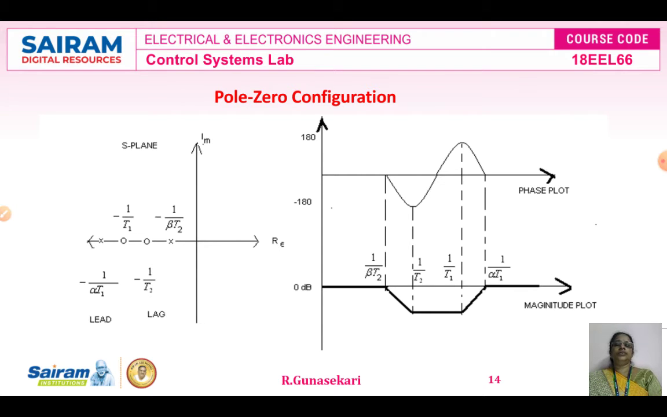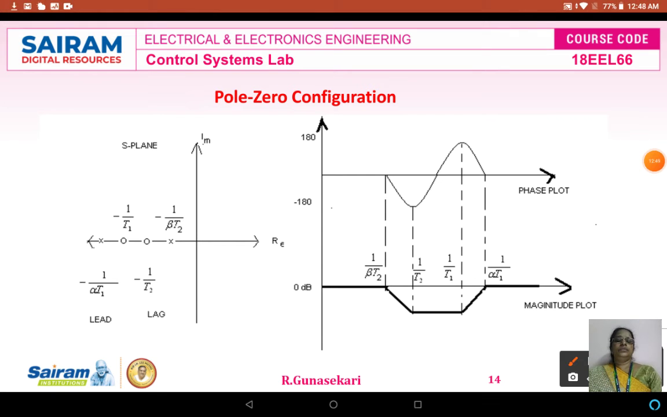On the right hand side you see the figure. The corner frequencies are 1 by beta T2, 1 by T2, 1 by T1, 1 by alpha T1. These are 4 corner frequencies. The diagram below is the magnitude in decibel, and this is the phase angle in degree. These 4 are the corner frequencies.